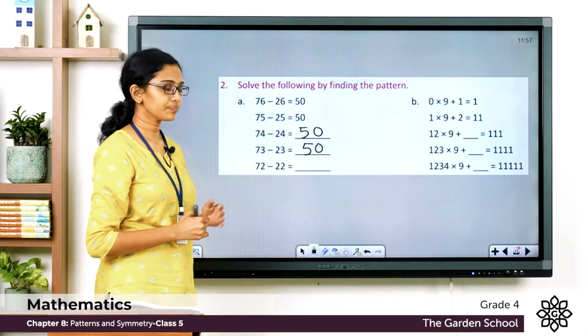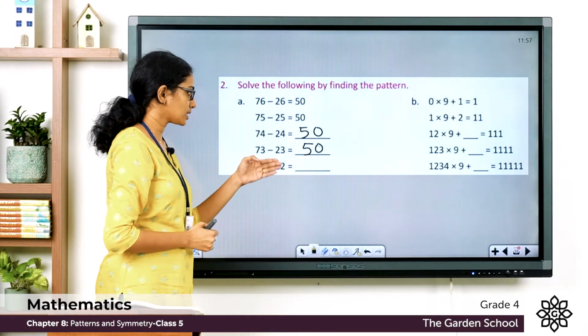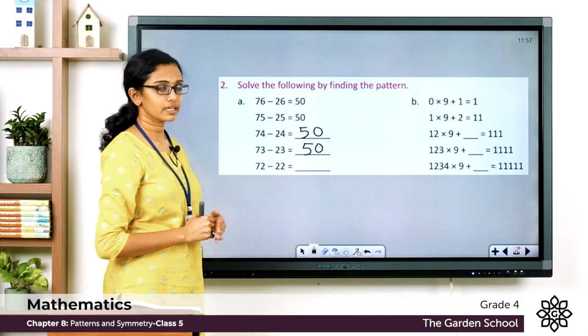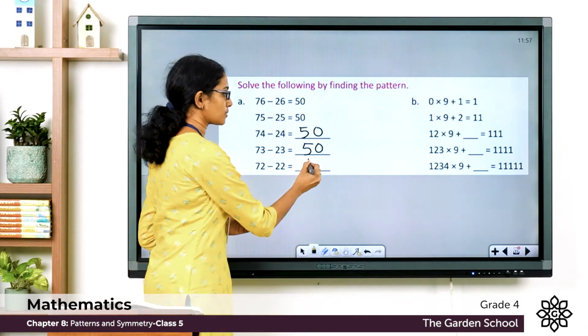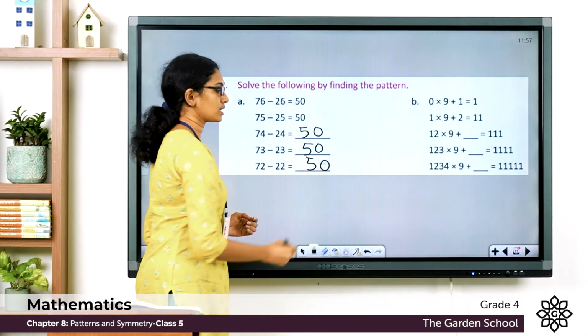Now, the next line, 73 minus 1, 23 minus 1. So, it's 72 minus 22. The difference will remain the same. It will be 50 itself.